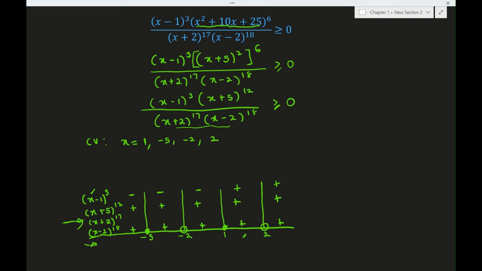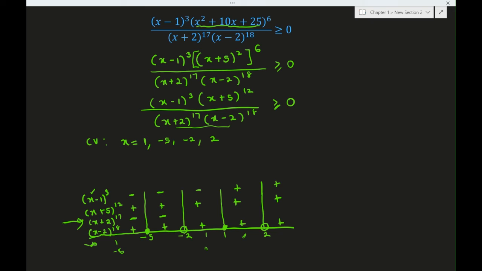Let's deal with this term now. That's x plus 2 to power 17. We're using minus 6 here in this interval. Minus 6 plus 2 is minus 4 to power 17, which definitely remains a negative number. Now, between minus 5 and minus 2, we're using minus 3. Minus 3 plus 2 is minus 1 to power 17. This is still negative.